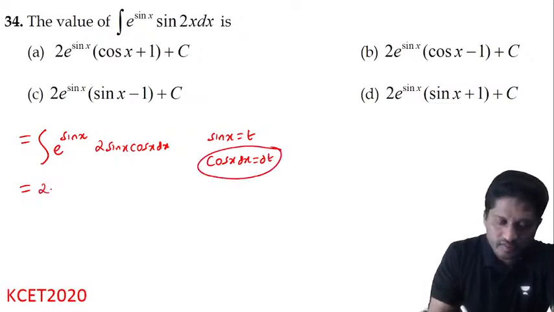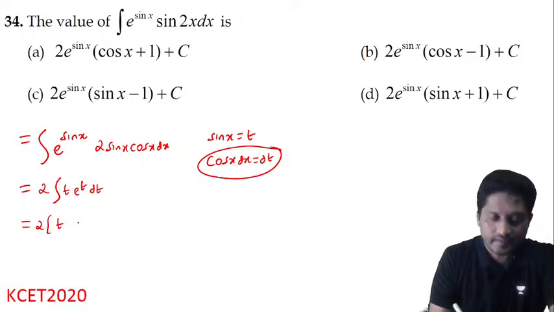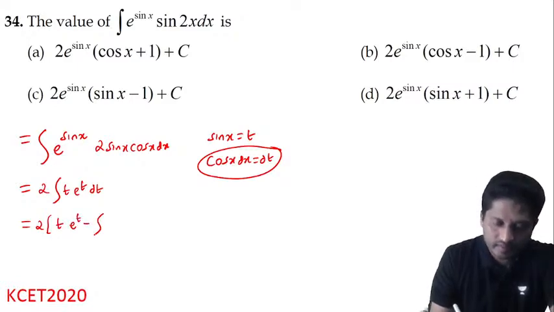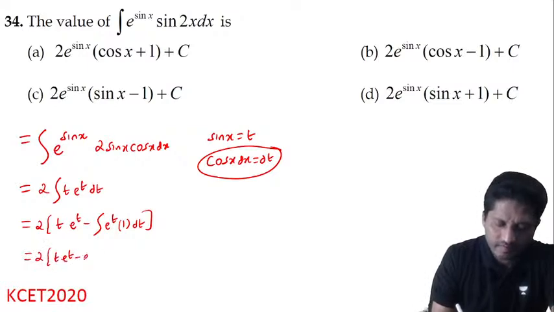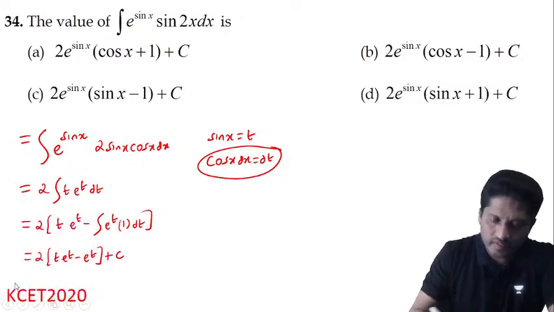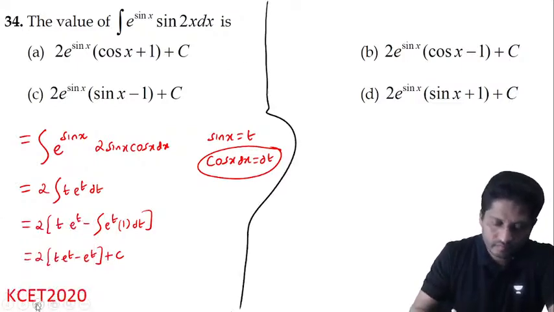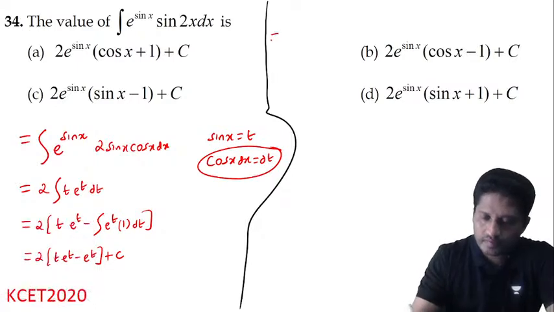Right, so 2 times integration of sin x is t, so this is t into e power t, cos x dx is dt. 2 into a bracket, first function is t, integration of e power t is e power t, minus e power t, differentiation of t is 1, and then dt. So this is 2 times t into e power t, integration of e power t is e power t, plus c. Right, now I'm going to take e power t out. This becomes 2 into e power t out, you get t minus 1 plus c.